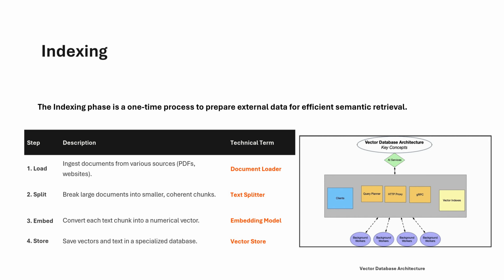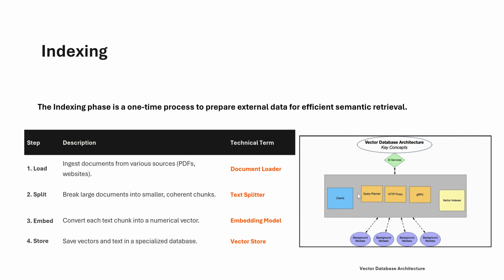Next is indexing. Indexing is a one-time process to prepare the external data for efficient semantic retrieval. The first step is load. Whenever the client uploads a document, like, I'm working in an organization and I want my agent to go and give information from my database only. So we are uploading some data in the document loader.